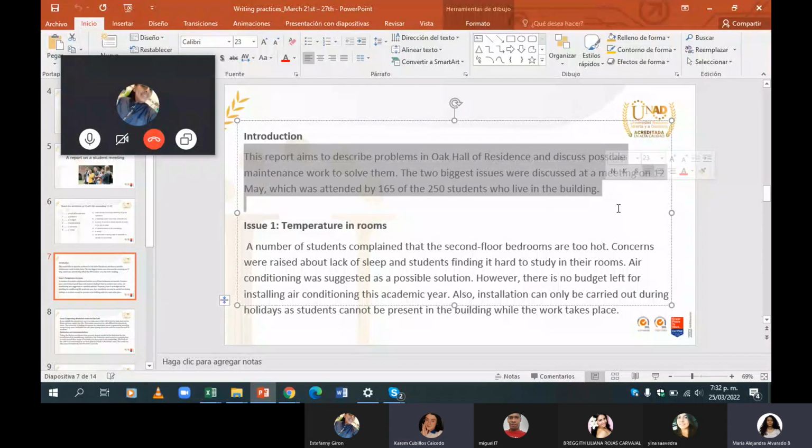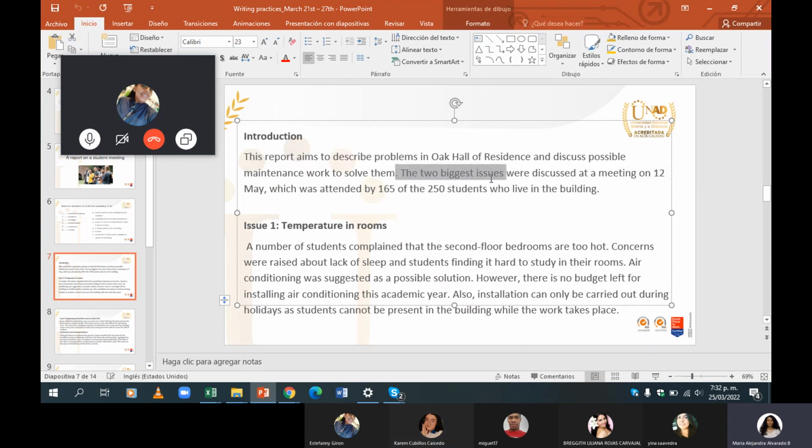A meeting on 12 May, which was attended by 165 of the 2,250 students. And there is another one. The two biggest issues were discussed. Exactly. The two biggest issues were discussed.